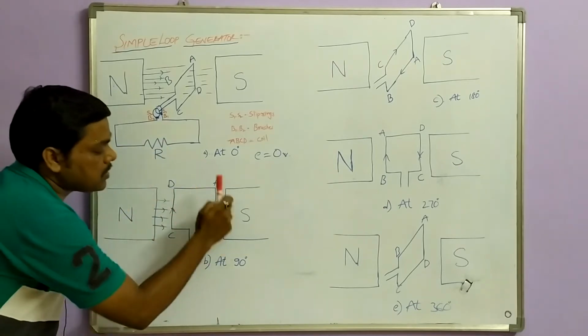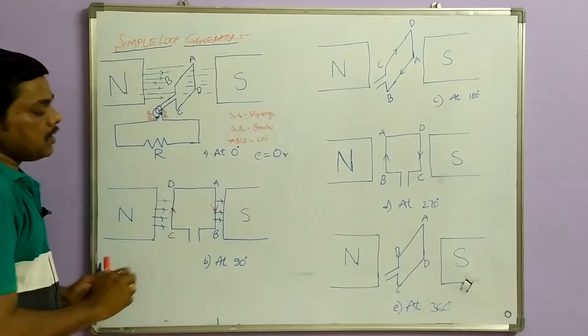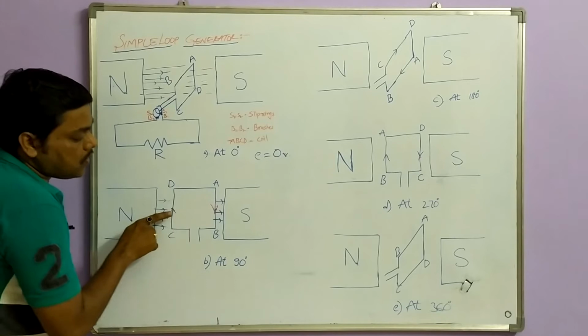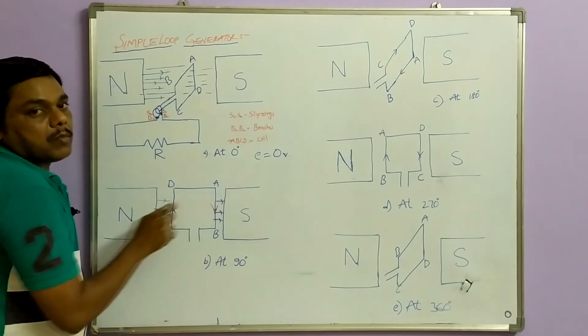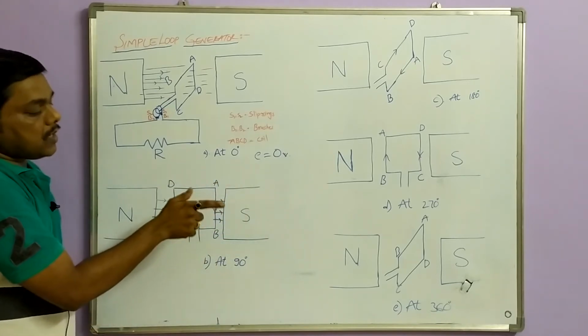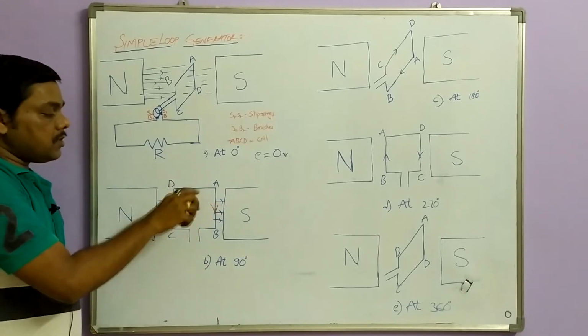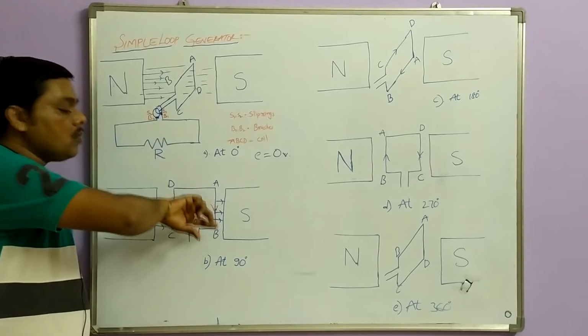Now similarly you can see here conductor AB as per Fleming's right hand rule. So you can place here, the flux is going from north pole to south pole. You can place your finger in this direction. But what is the force direction? That means the external force applied is going in the downward direction.